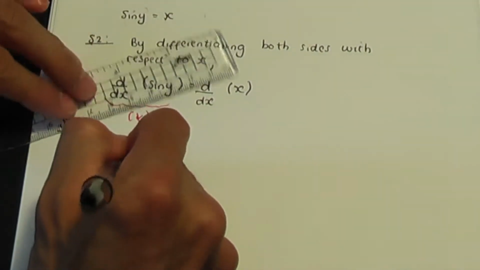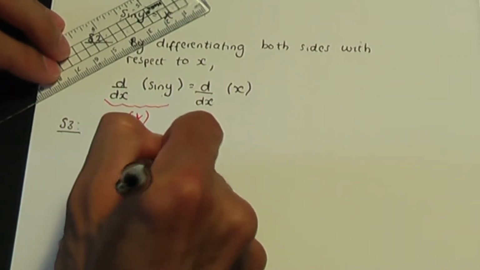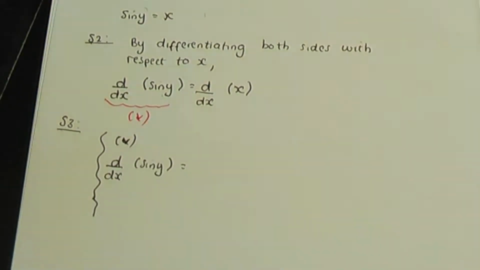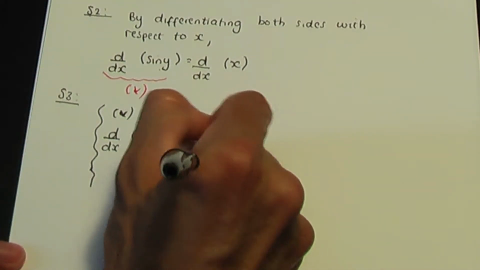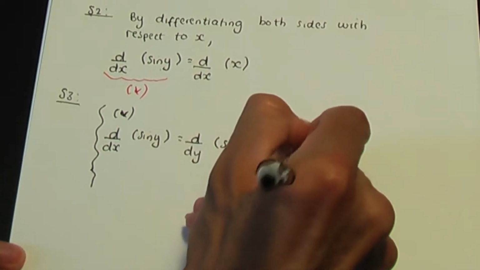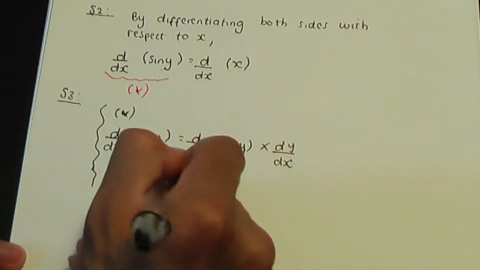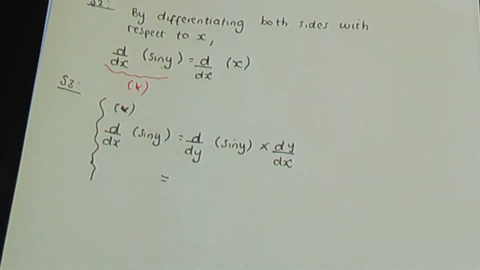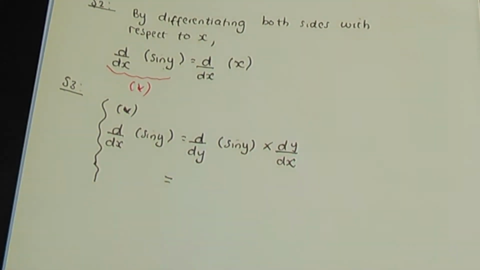So let's calculate d by dx of sine y as a side calculation. Once again, I have a y term only, and to differentiate a y term only, we need to use a chain rule. So we need d by dy of the y term multiplied by dy over dx. Again, if you're not clear about this step, have a look at the video that I did on implicit differentiation. It should be the video before this one.